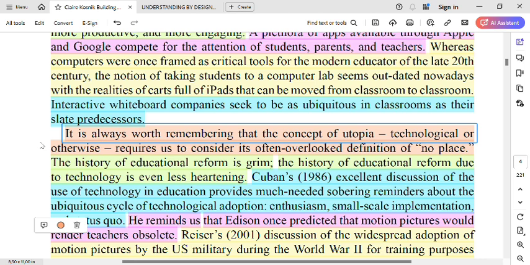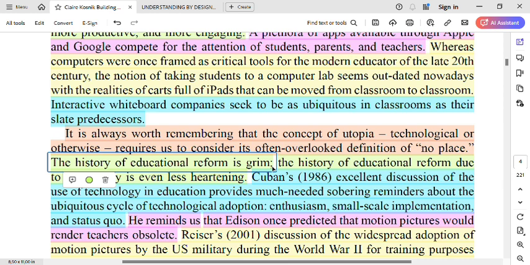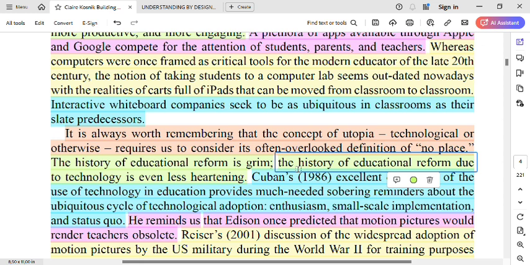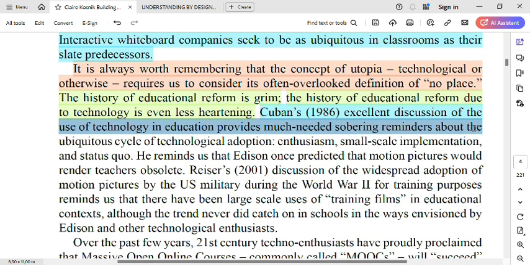It is always worth remembering that the concept of utopia, technological or otherwise, requires us to consider its often overlooked definition of no place. The history of educational reform is grim. The history of educational reform due to technology is even less heartening. Cuban's 1986 excellent discussion of the use of technology in education provides much-needed sobering reminders about the ubiquitous cycle of technological adoption, enthusiasm, small-scale implementation, and status quo.